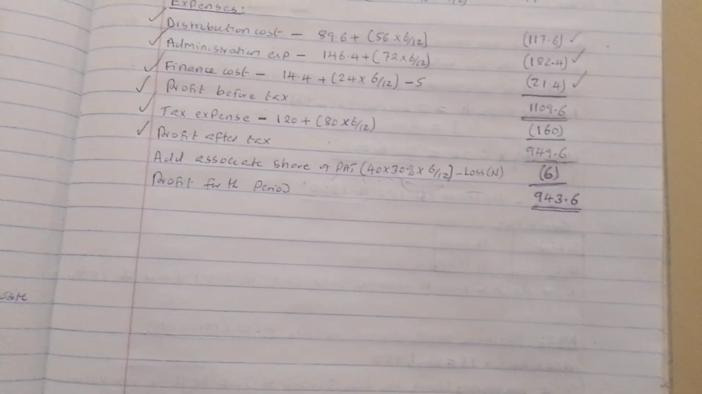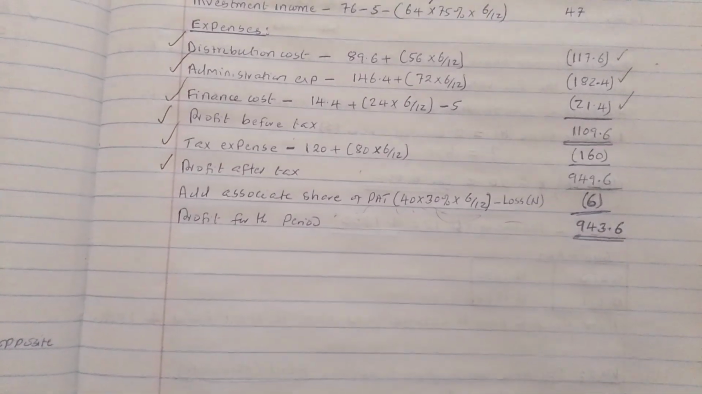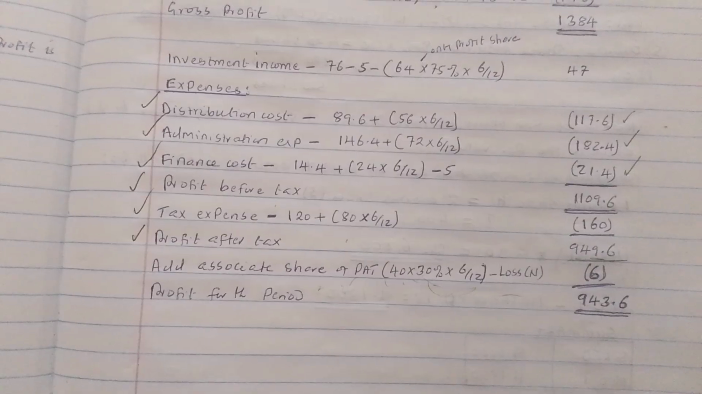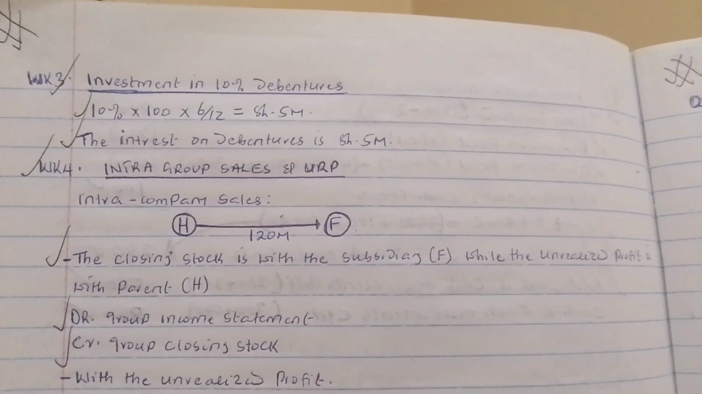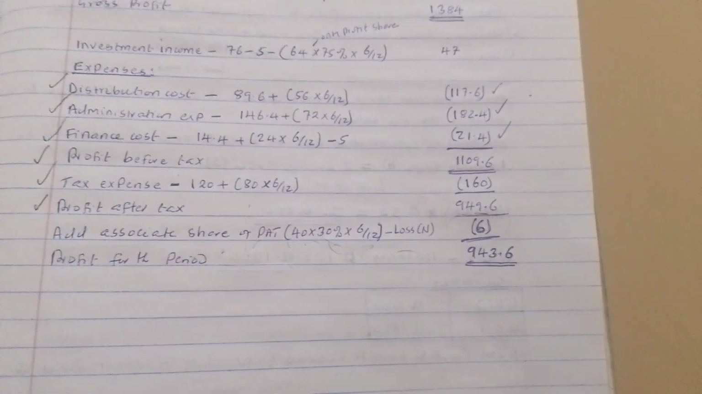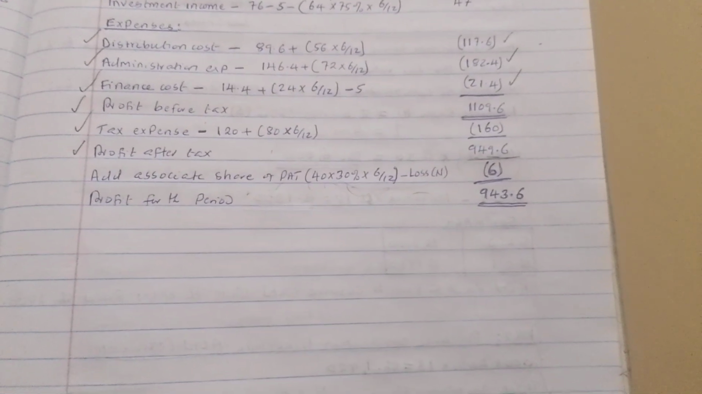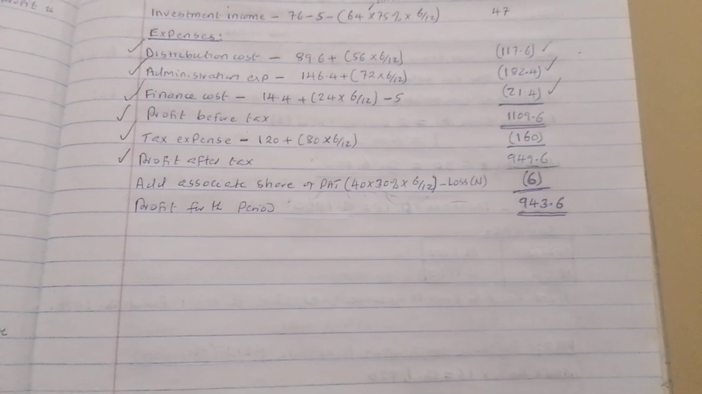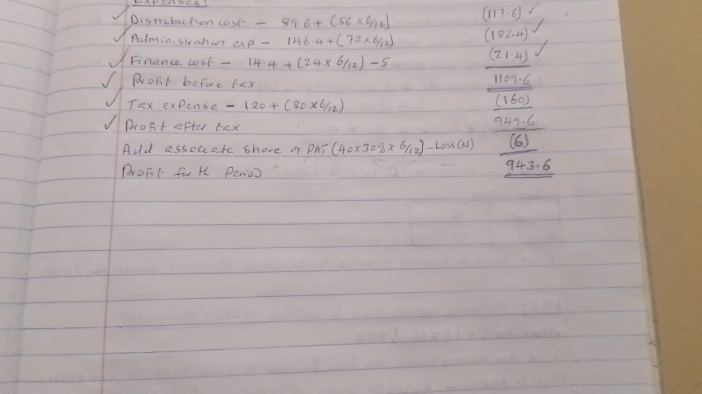We are minusing 5 because that is the interest which F paid to the parent. The same 5 that is appearing in the investment income, the investment in 10% debentures. It is like an income to the parent and an expense to the subsidiary, but we can't really pay ourselves and we can't really receive money from ourselves. So look at distribution cost, administration cost, and finance cost. Then you get profit before tax.